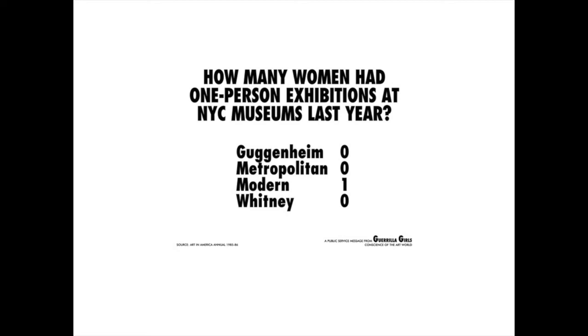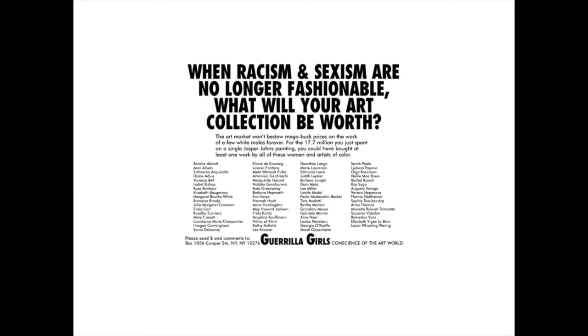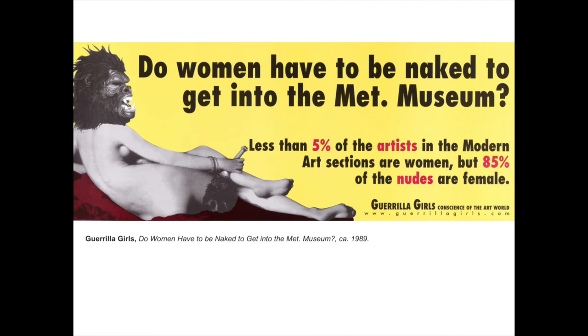So how many women had one-person exhibitions at New York City museums last year? Guggenheim, zero. Metropolitan, zero. Modern, one. And Whitney, zero. So just by collecting data, they've really showed also connections between sexism and racism, as you can see here. And this is probably their most famous piece, the most recognizable, which really ties in well with what we have seen today. Do women have to be naked to get into the Met? Well, there you have your reinvention of the odalisque by Ingres that I showed you just a second ago.